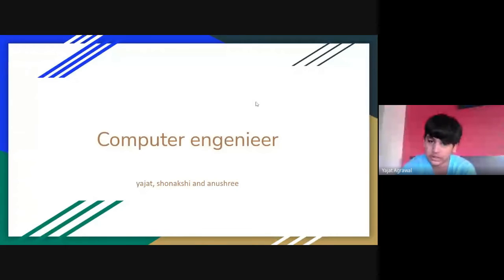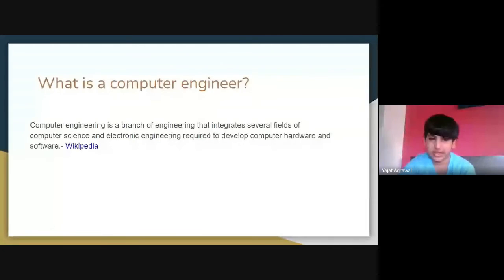Okay, sir. So our group is doing computer engineering. I'll be explaining. Computer engineering. According to Wikipedia, computer engineering is a branch of engineering that integrates several fields of computer science and electronic engineering required to develop computer hardware and software. This is kind of similar to the definition given in our book. So it is basically a branch of engineering where computer hardware and software are developed by these people. People in computer engineering major on either computer hardware or software and sometimes even do both.